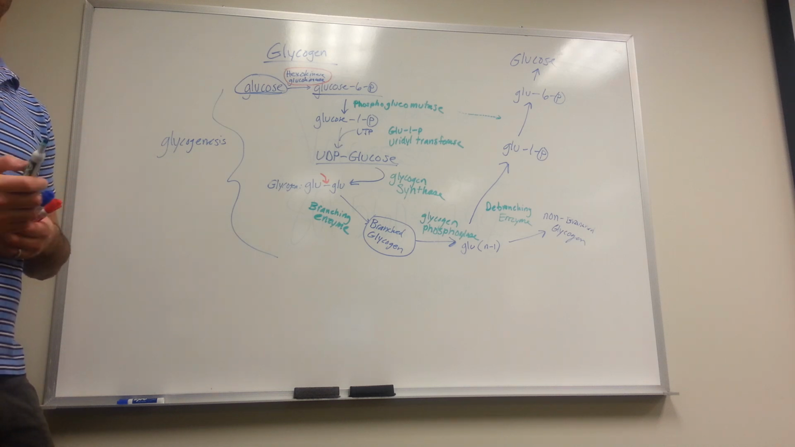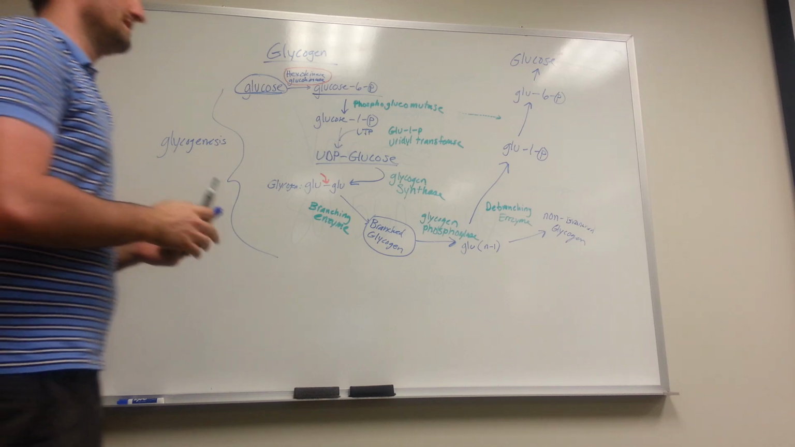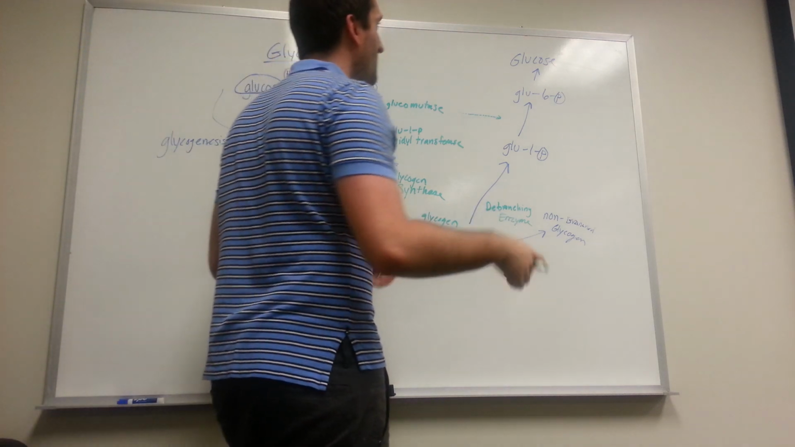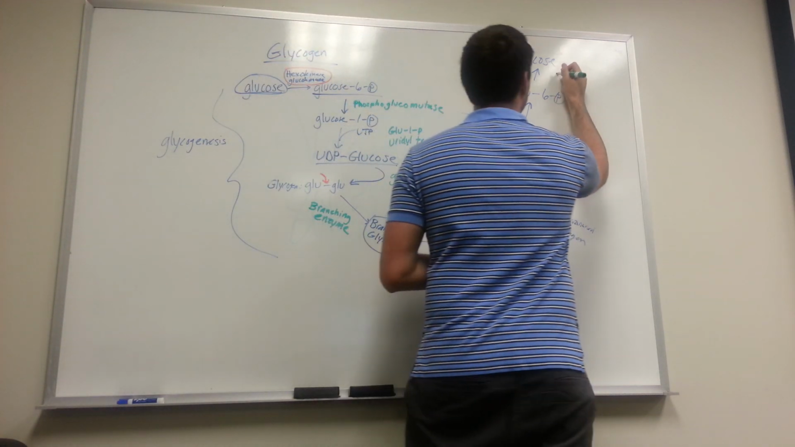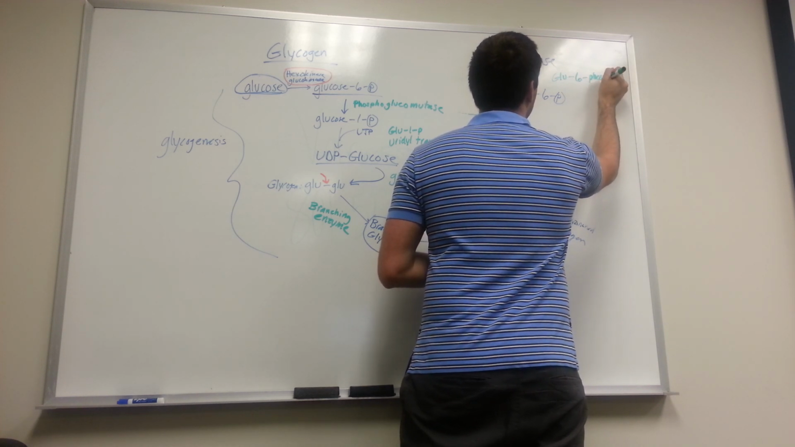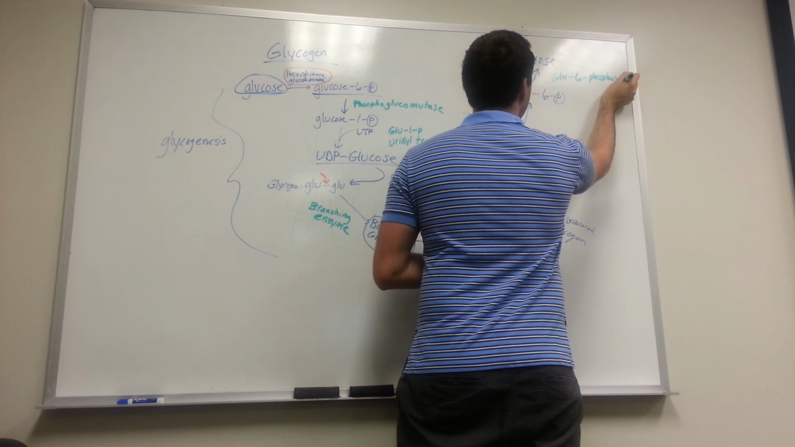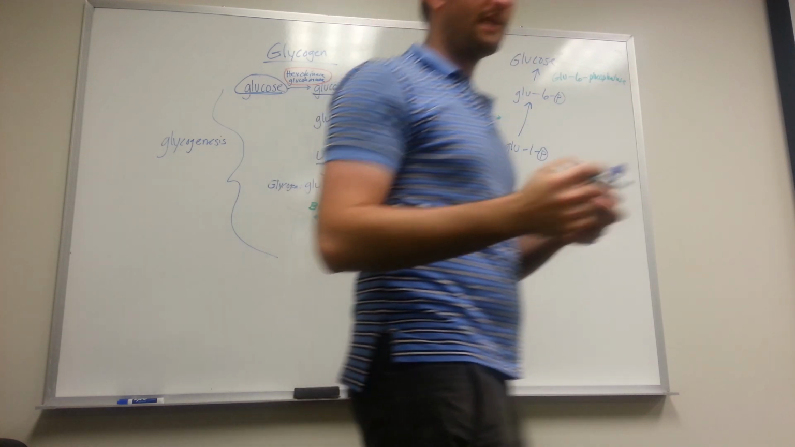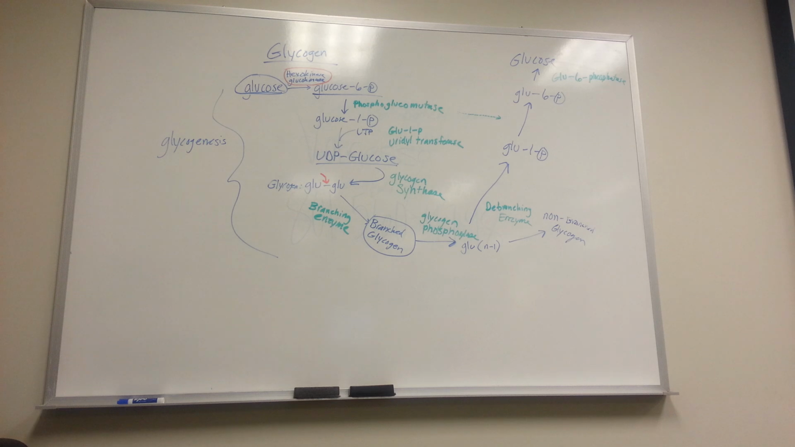So this is going to be the glucose 6-phosphatase enzyme. Another very important enzyme, so it's going to be the glucose 6-phosphatase. Now, I'm just going to make sure that my camera is recording this because that's an important enzyme.